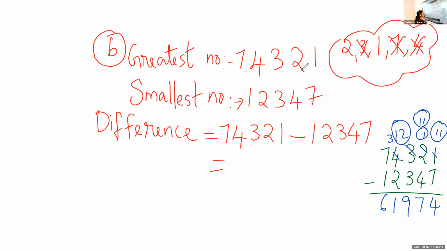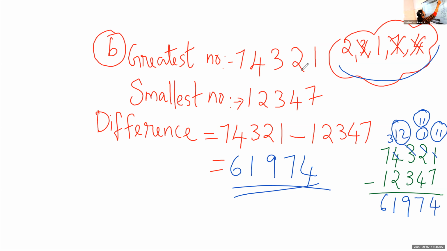6, 1, 9, 7, 4. Children, please check whether you got this correct answer. 6, 1, 9, 7, 4. So we have been given 5 digits. From that, we have made the greatest number, and also we have to find out the smallest number. Then you have to find the difference between these two numbers. And the difference is 6, 1, 9, 7, 4. So this is the answer.